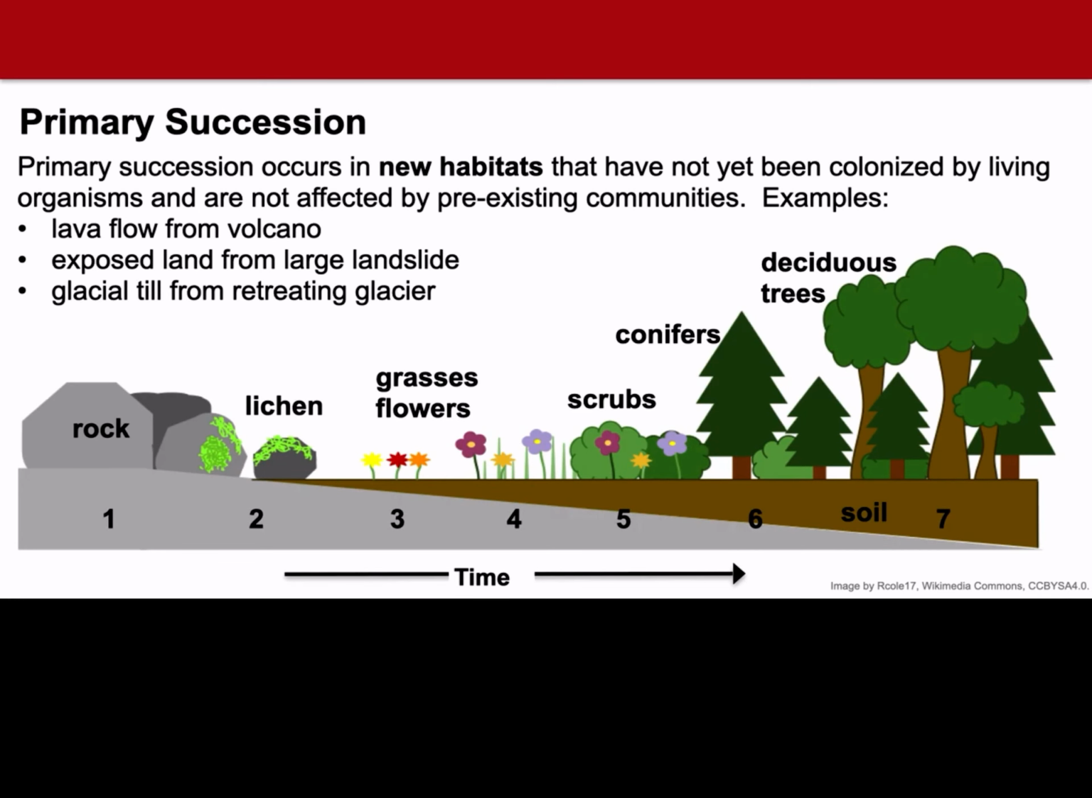The first, primary succession, takes place when new land is formed or new rock is exposed. Primary succession occurs in new habitats that have not yet been colonized by living organisms and are not affected by any pre-existing communities in the area.